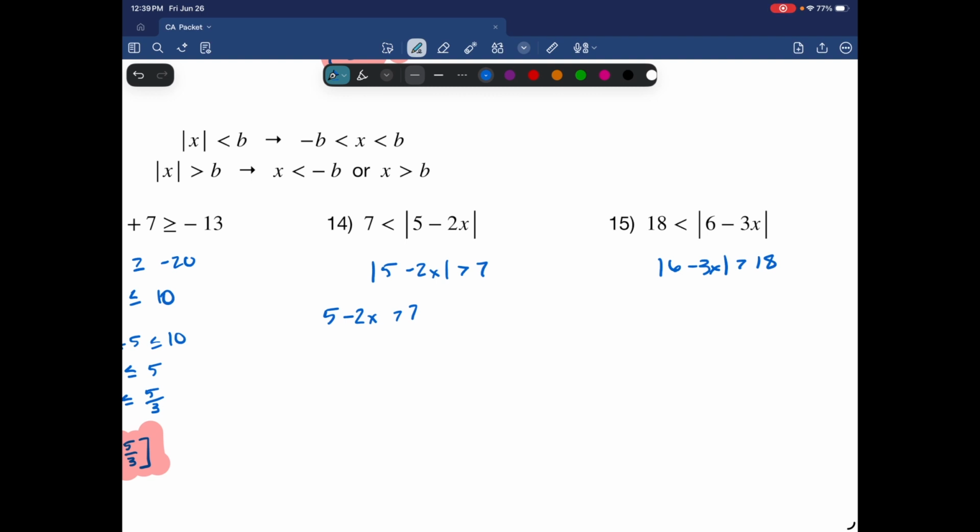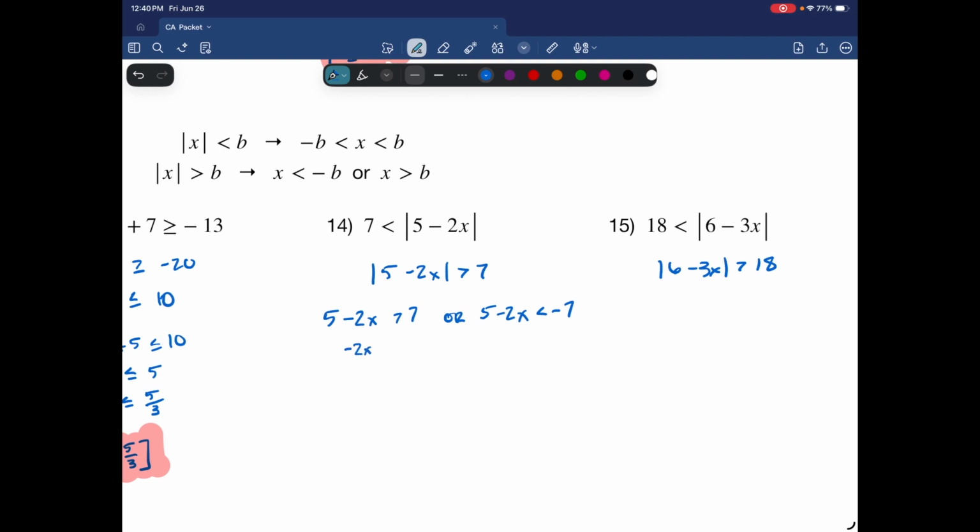So the first one, because this is not equals, this is inequalities, the first one is exactly the way it looks without the absolute value. Or, and here's where you change it. 5 minus 2x, change the inequality, so it's going to be less than, and then change the sign. So it's less than negative 7. All right, so I got negative 2x greater than 2. X is less than negative 1. I divided by negative 2 there, so I got negative 2x here, less than negative 12. X greater than 6.